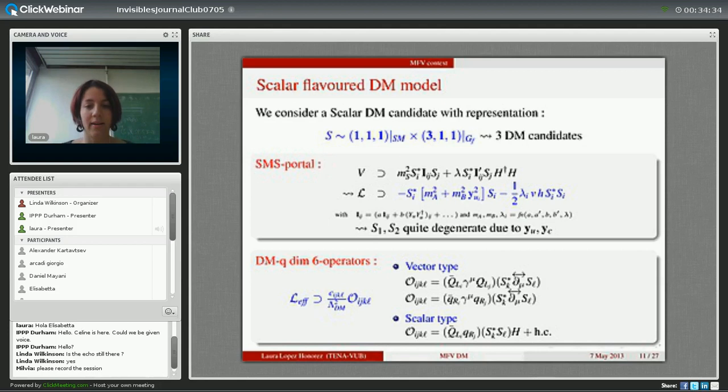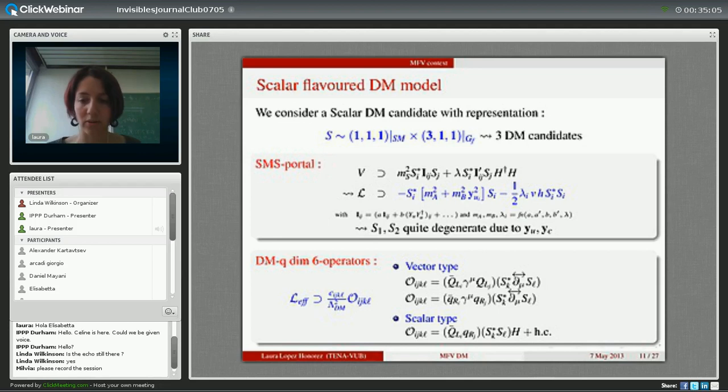You will be allowed, for example, to write an interaction of the vector type, with some insertion of the gamma mu for the quarks and the derivative for the scalar part, or a scalar type interaction, which just does not have any introduction of gamma mu for the quark part or derivative for the S. And that we need for SU2: in order for the Lagrangian to be invariant under SU2 we have to introduce a Higgs field there.